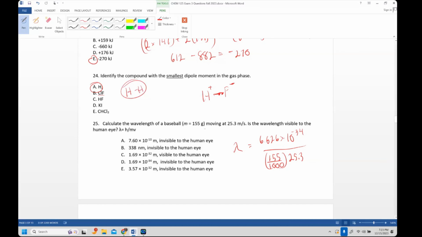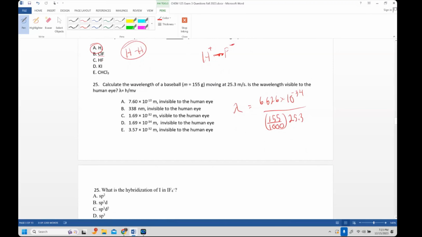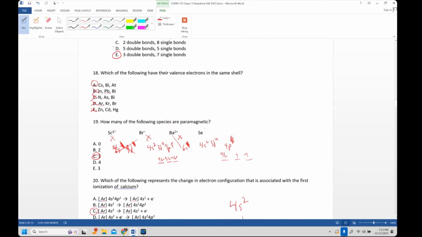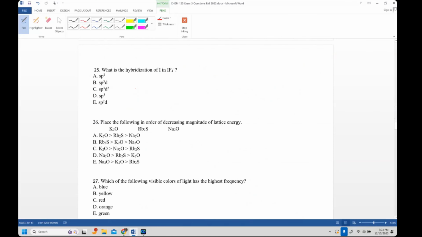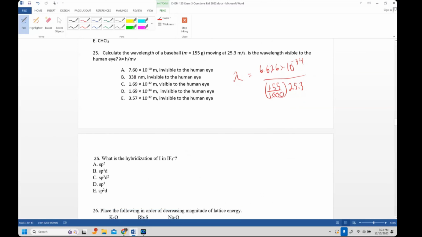All right, anything for number 25? Oh, 18. That was the question. So for 18, it's the same period. That's where they have their valence shells in the same energy level. That's what we're getting at. All right, for number 24, 25, does anyone have the answer? No? Okay, well, I'll leave it there for now, and we'll go on to number 20.